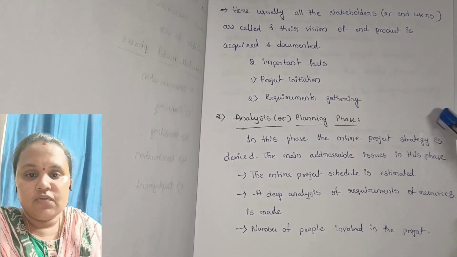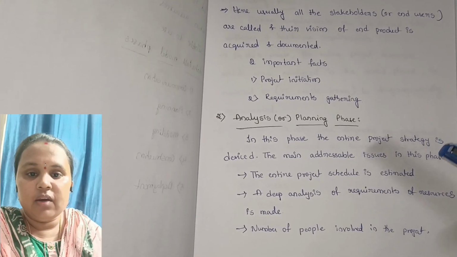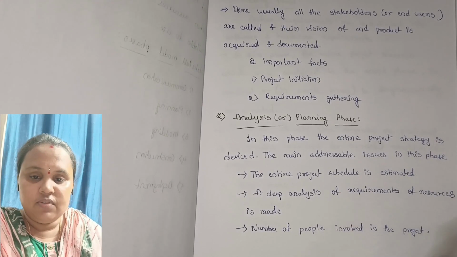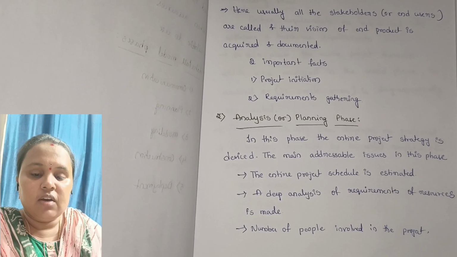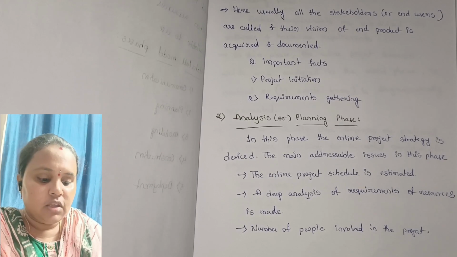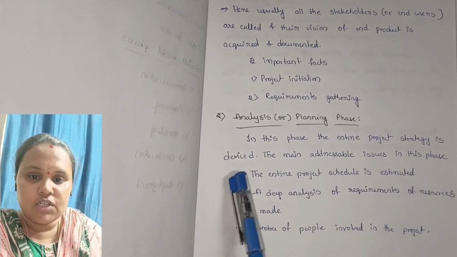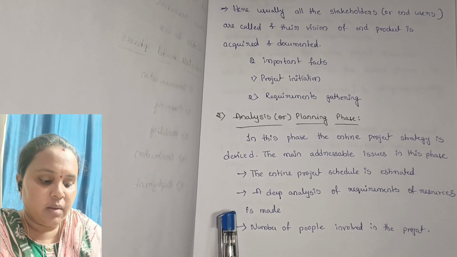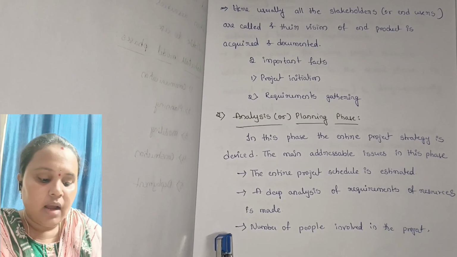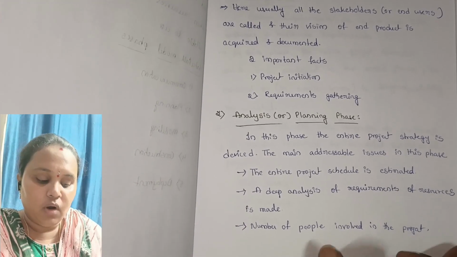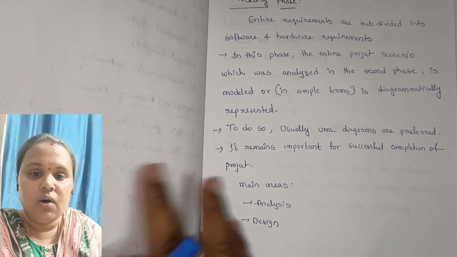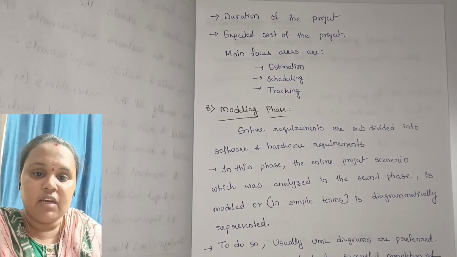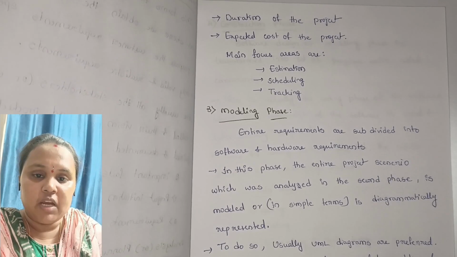Coming to the next phase, the analysis phase, here the entire project strategy is devised. We are going to consider these issues. The first one is that the entire project schedule is estimated. Next, a deep analysis of the requirements and resources is made. Next, the number of people involved in the project should be considered, the duration of the project should be considered, and the expected cost of the project should be considered.